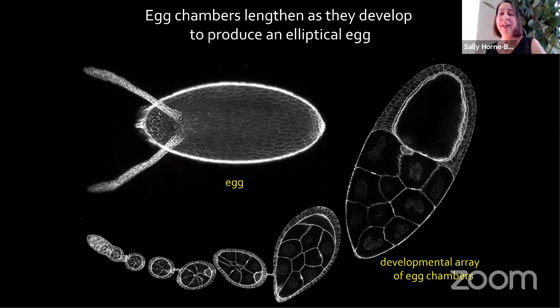Now, the migration we study is going to be of these epithelial follicle cells. And the reason that I'm telling you about this elongation is that that's what the migration is required for. It's why the follicle cells migrate. But I'm not going to discuss this morphogenesis anymore during this talk. We're going to focus on how the follicle cells migrate. And if you'd like to discuss the why at the end, I'm happy to do that during the questions.